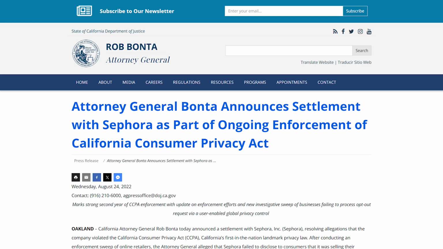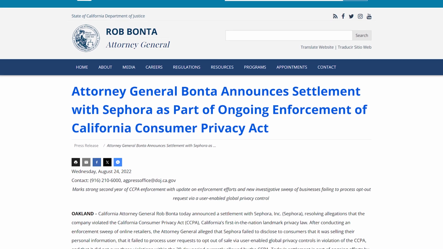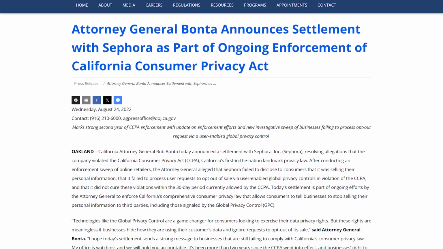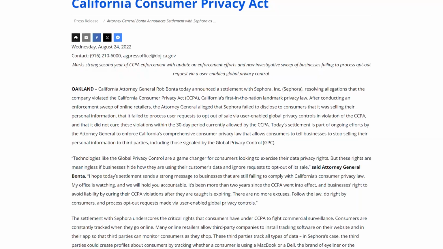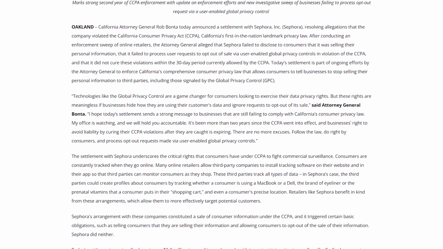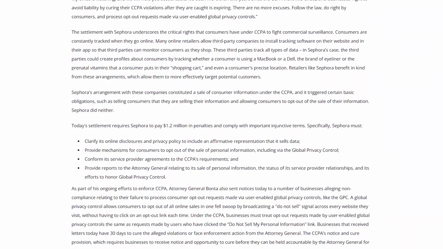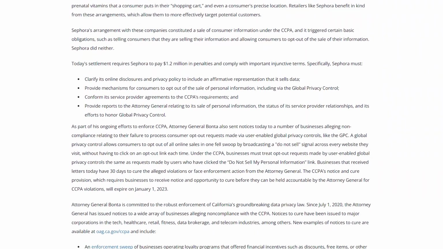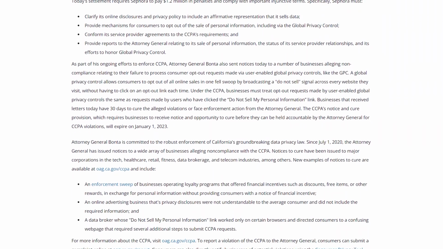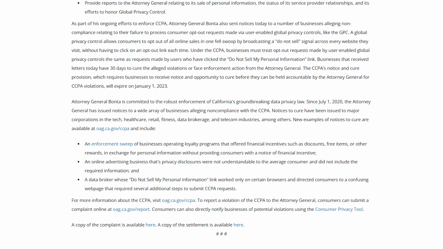For example, the very first CCPA enforcement action in California had to do with this exact subject. In 2022, Sephora, the beauty product retailer, was ultimately fined $1.2 million for violating Californian privacy law. One of the main reasons that they were fined had to do with the fact that they were not processing consumer opt-outs in response to universal opt-out signals, like global privacy control.